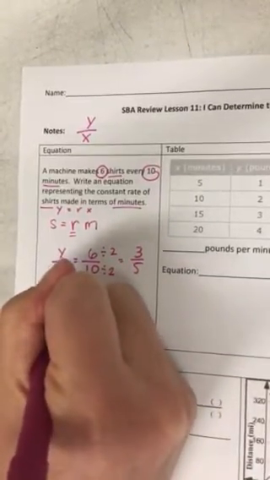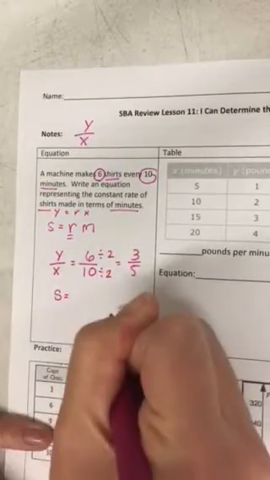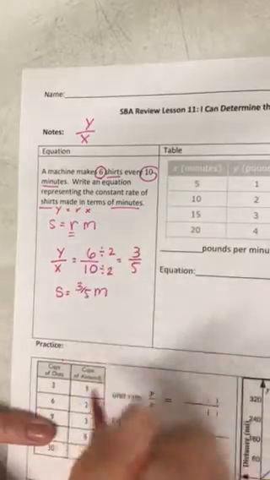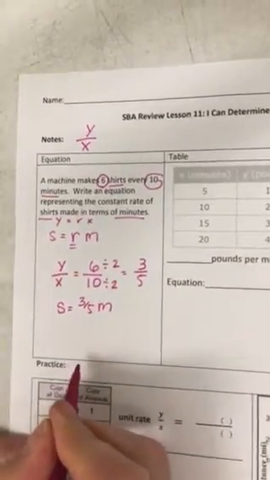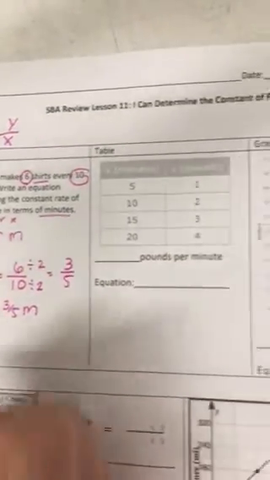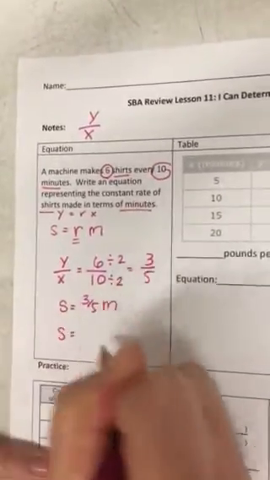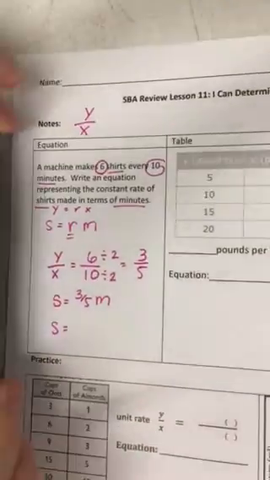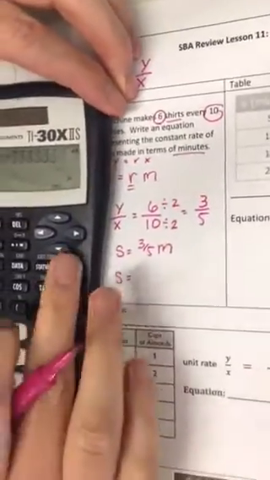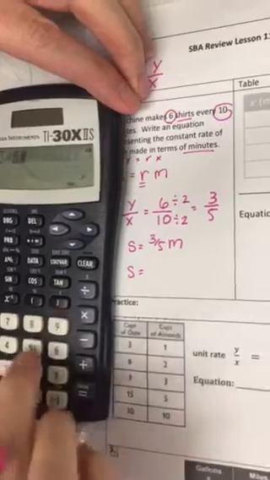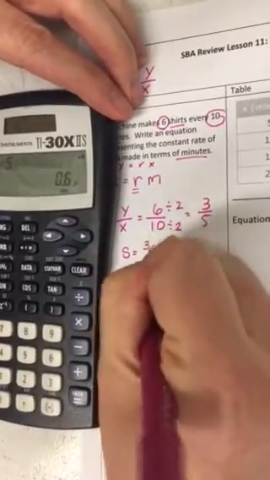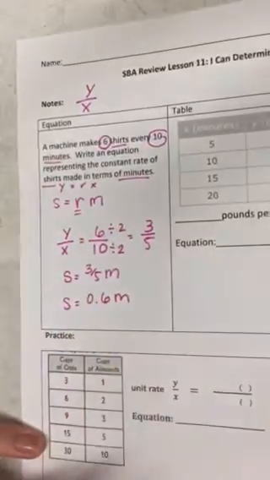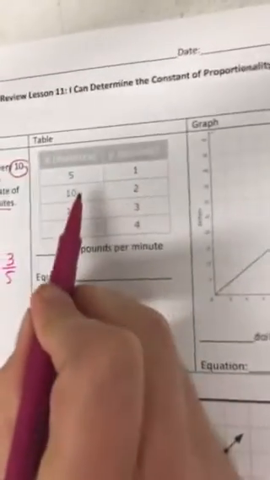In this case, I would write S for shirts equals 3/5, my rate, times the number of minutes the machine's making shirts. If I was writing it as a decimal, I would write S equals 3 divided by 5, which would give me a decimal answer, or 0.6 shirts every minute. Let's take a look at tables.